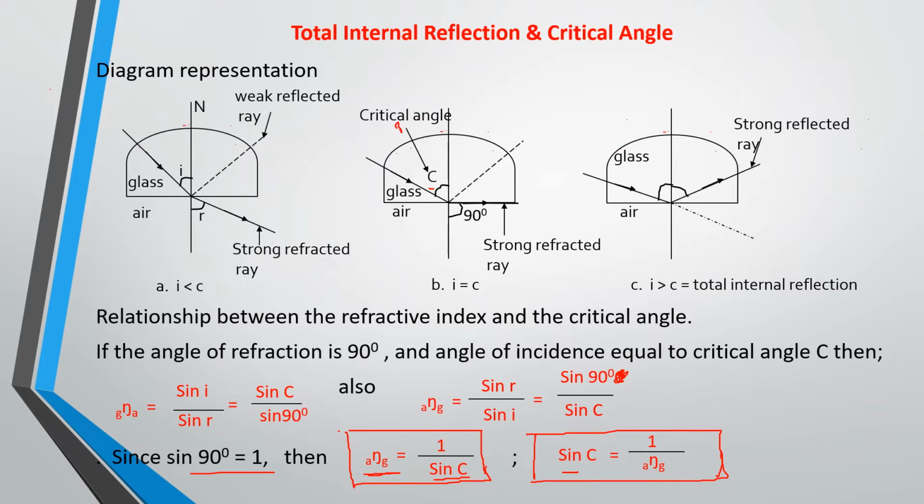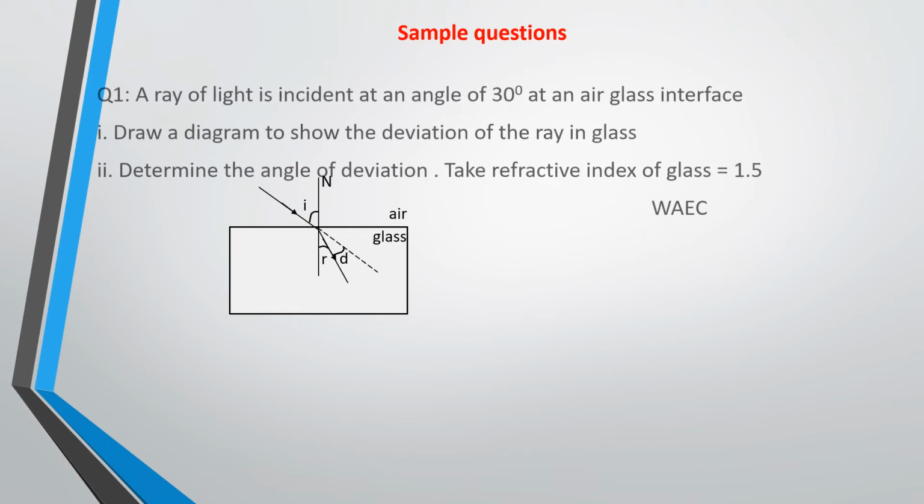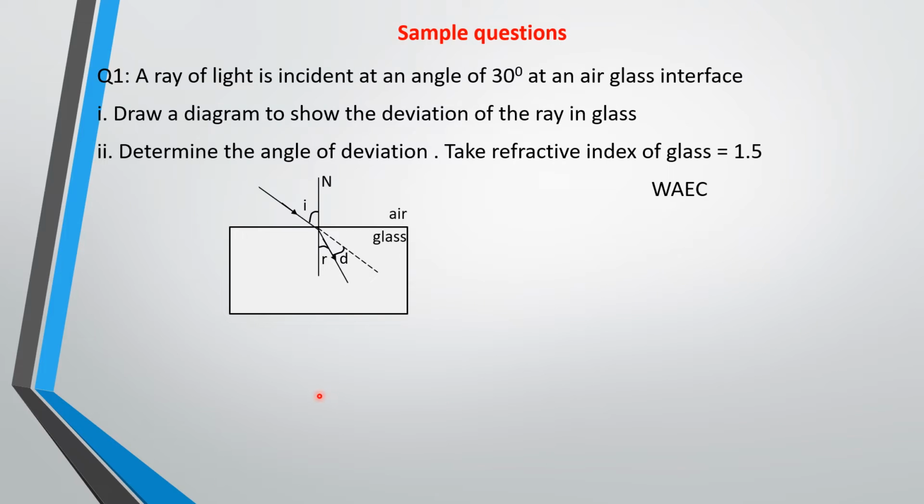Okay, so we have discussed total internal reflection. Now, in which area is this phenomenon applied? That's what we're going to look at now: application of total internal reflection in our everyday life. But before then, I think we have a question here to solve. So let's look at this question very quickly before we go to the application of total internal reflection.